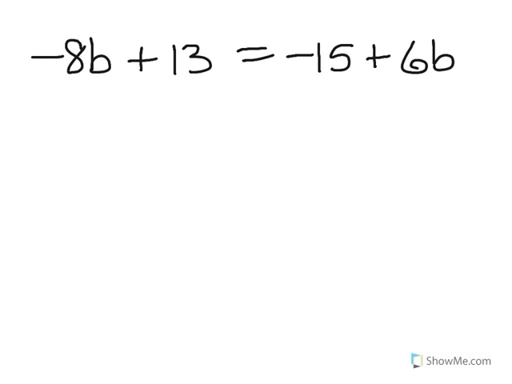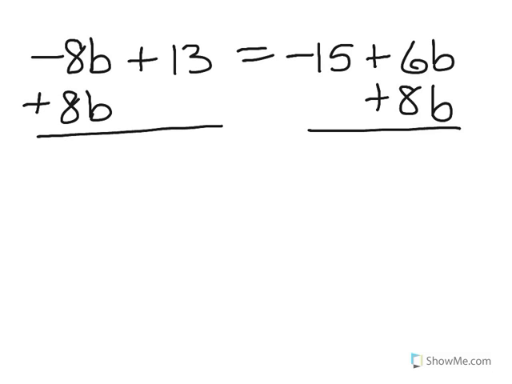Well, if they're all going to be on the right side, they can't be on the left side. How do I make that negative 8B on the left side go away? Well, right now I'm adding negative 8B. I suppose I could undo that by adding positive 8B. So let's add 8B. Of course, if I add 8B to the left side, I also have to add 8B to the right side.